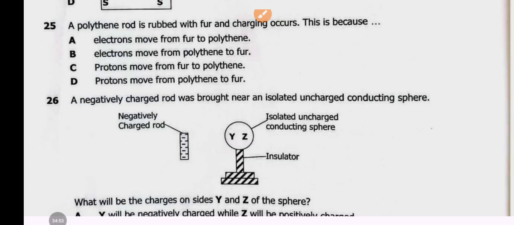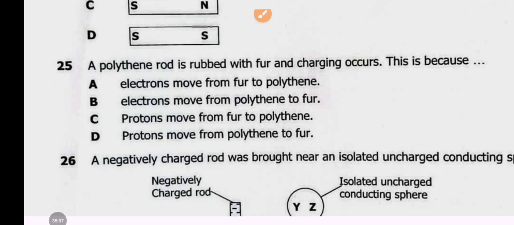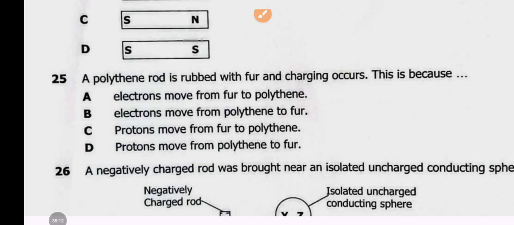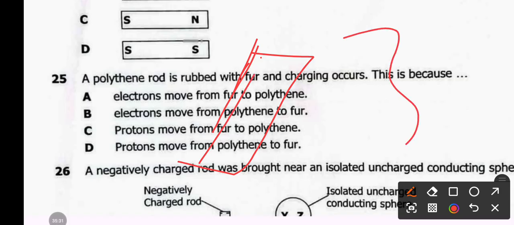25. A polyethylene rod is rubbed with fur and charging occurs. This is because, alright, this question demonstrates the process of charging by friction. Let me just explain what I'm saying. They're saying that if a polythene rod is rubbed with fur, then charging occurs.